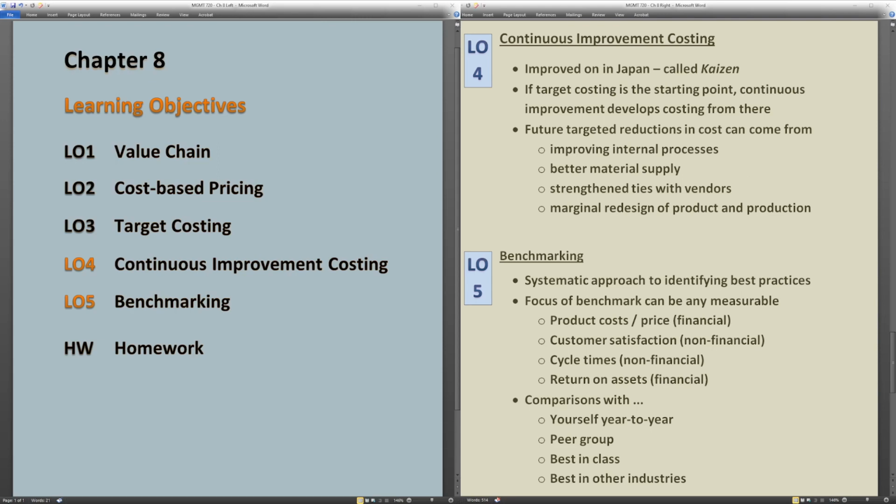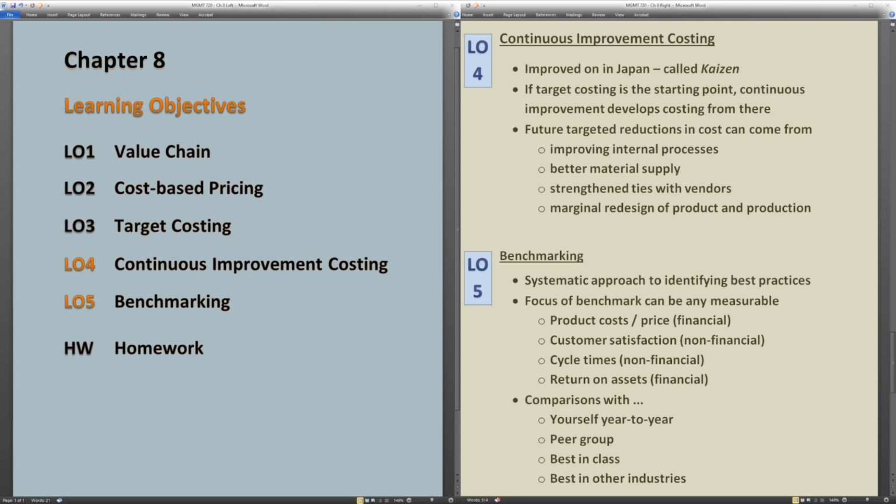Now, a benchmark can be both financial or non-financial, and here's a couple of examples, obviously cost and price, but a non-financial benchmark could be customer satisfaction, because it costs a lot of money to find customers.